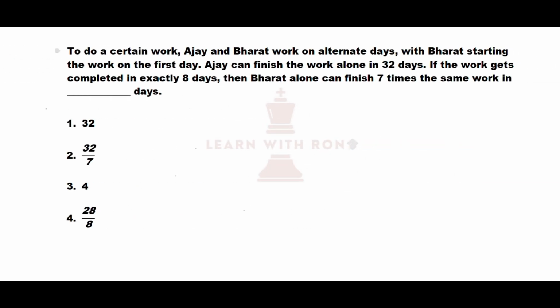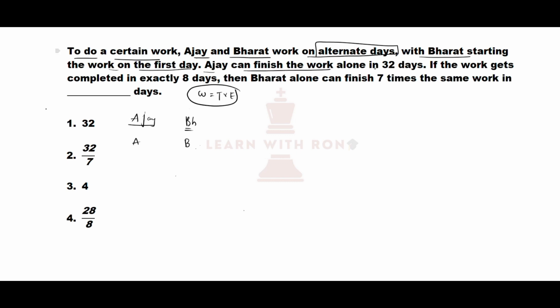See this time and work question here. Here they have given to do a certain work. Ajay and Bharat work on alternate days, with Bharat starting to work on the first day. See, we all know that work is equal to time into efficiency, right? Now let us suppose Ajay's efficiency is A and Bharat's efficiency is B. Okay. Next part of the question.